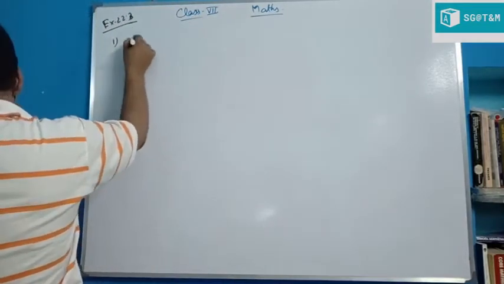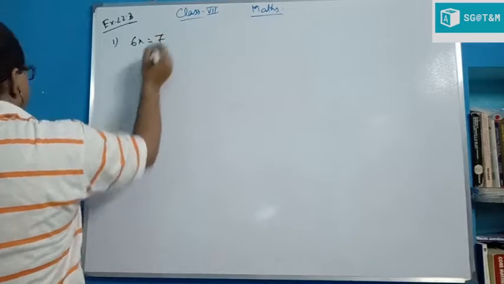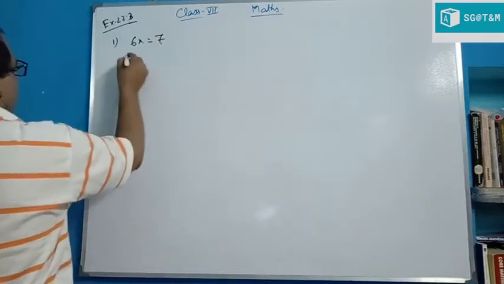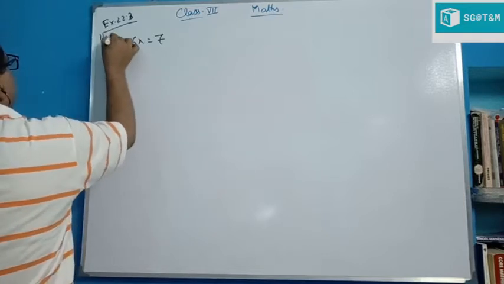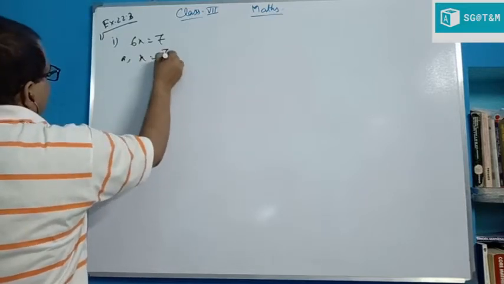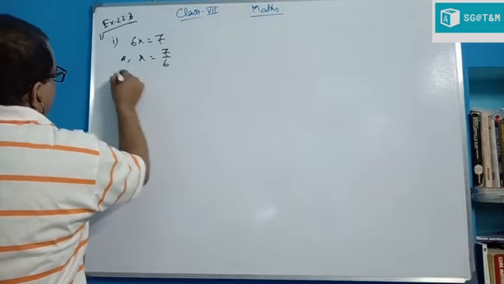So number 1, if 6x is equal to 7, you have to find out the value of x. It is a very simple question. Number 1, sorry. So x is equal to 7 by 6. This is the required solution.